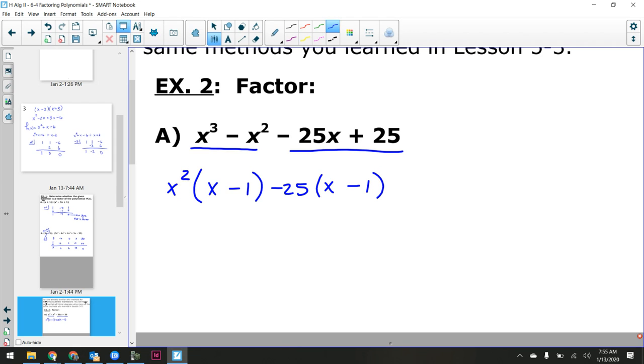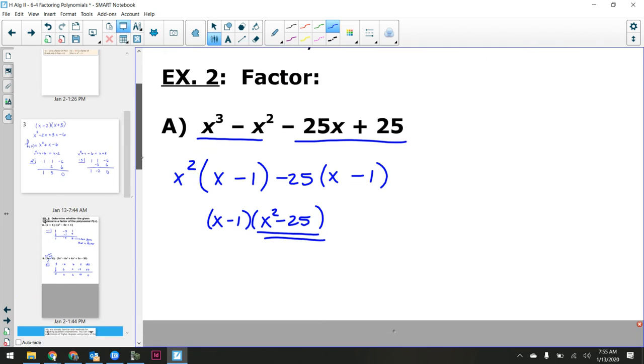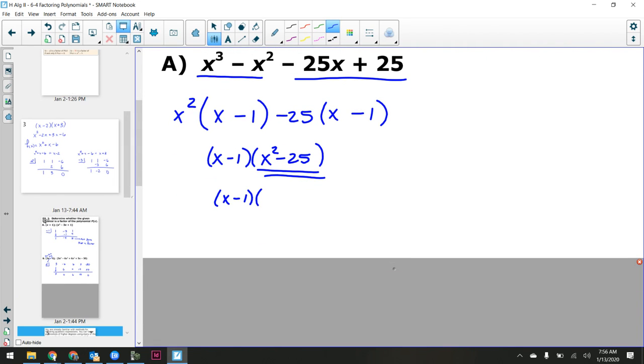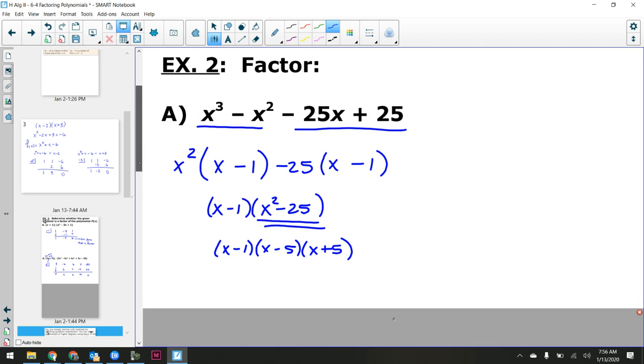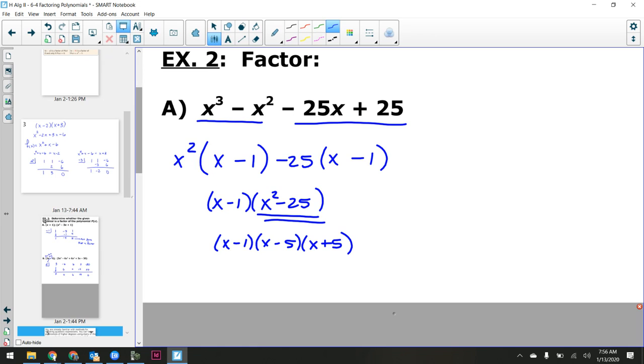And what's cool about this is that this is an x minus 1 and an x squared minus 25. Am I done? No. That's a difference of squares. So we've got an x minus 1, an x minus 5, and an x plus 5. Again, we can see where this is going. Graphically, where do you think my zeros are at? 1, 5, and -5, right? This will cross the x-axis at those 3 spots.